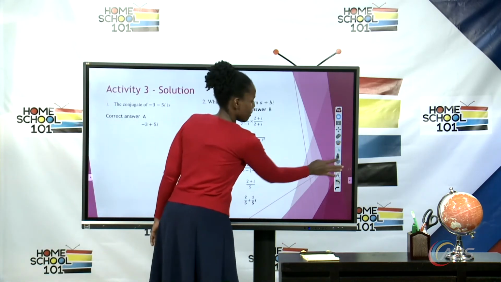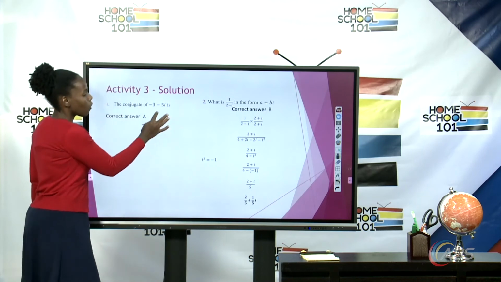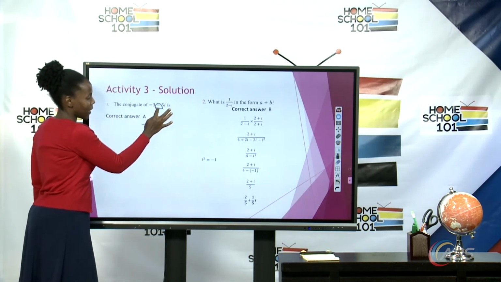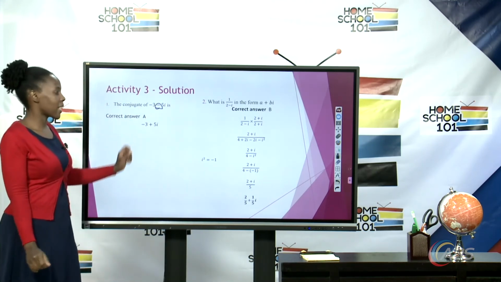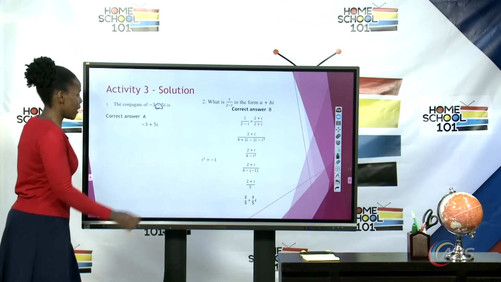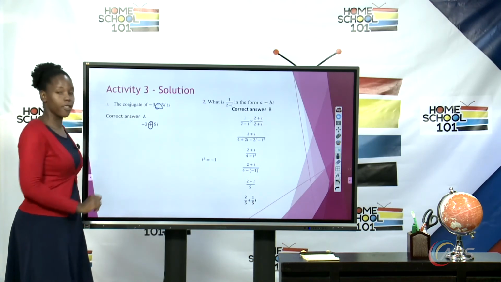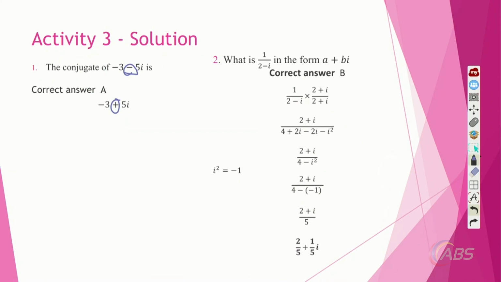However, the only difference would be in terms of the sign. Here we have a negative sign. In our conjugate, the sign would change to a positive. So as indicated, the conjugate of the complex number would have similar numbers, however different in sign for the imaginary part.